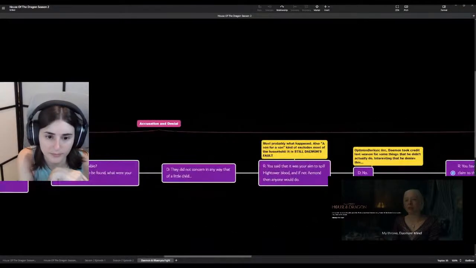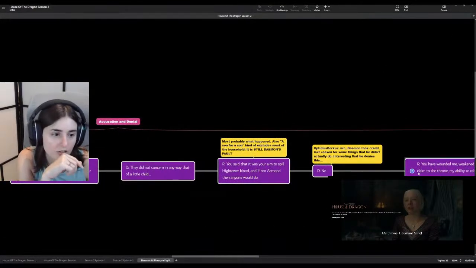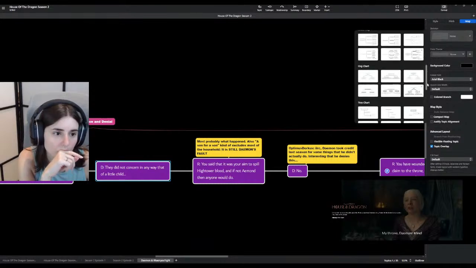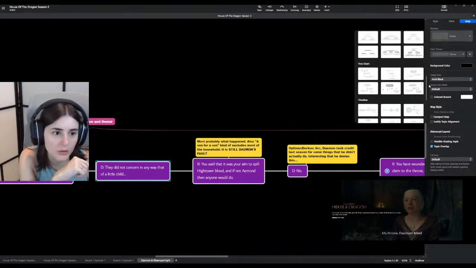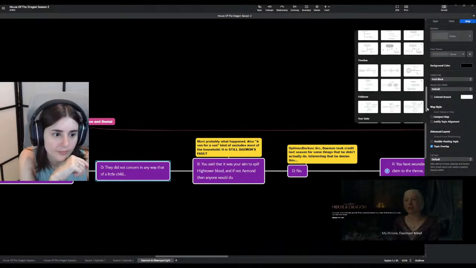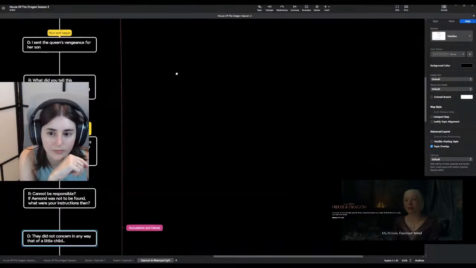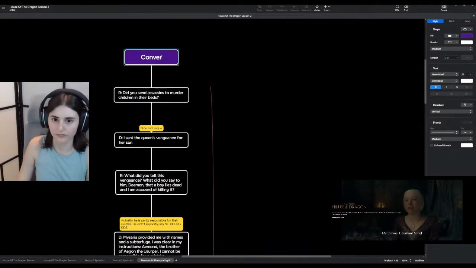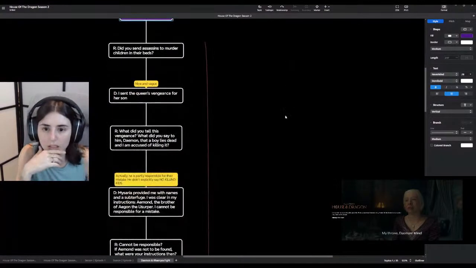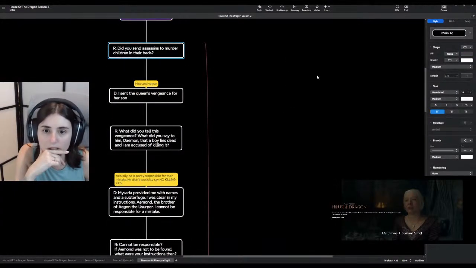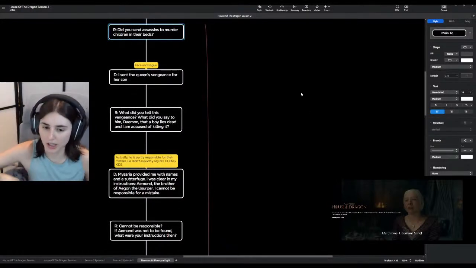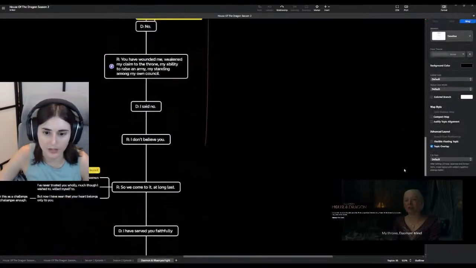Okay. Let's change this layout for the whole map. Let's do downwards. Downward facing dog! Okay. "Did you send assassins to murder children in their beds?" I should change their colors. Good lord. Anyway, let's go.